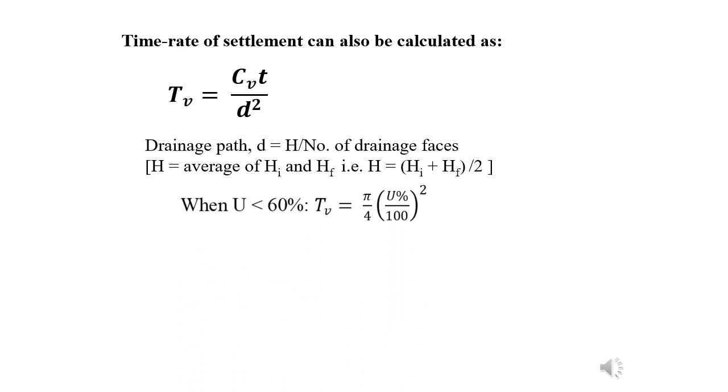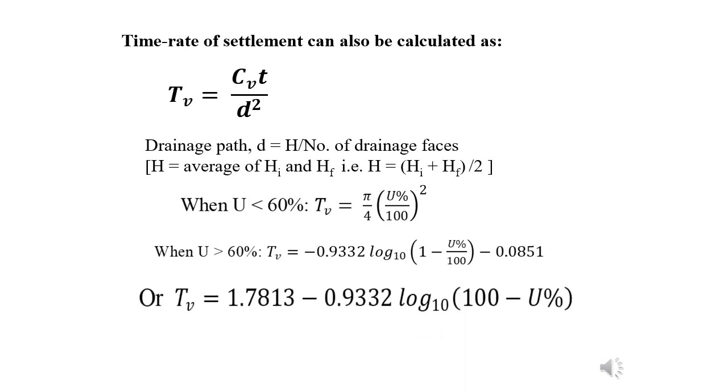You see here it is written, when U is less than 60%, where U is the degree of consolidation, then we can use the formula Tv is equal to pi by 4 into U divided by 100, whole square. When U is greater than 60%, in that case we can calculate Tv by this formula. Tv can also be calculated by this formula. So what benefit is here? By this formula we can calculate the consolidation settlement in cohesive soil.